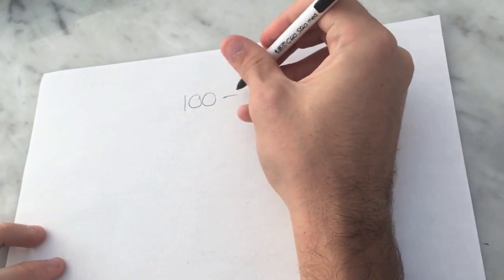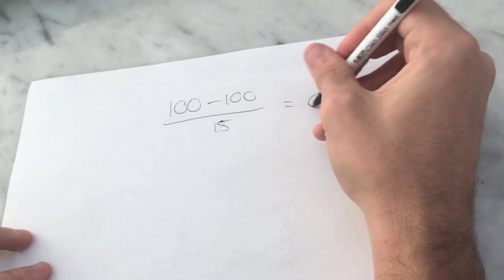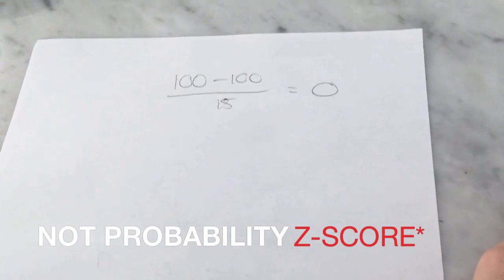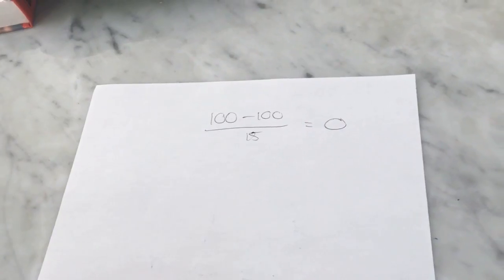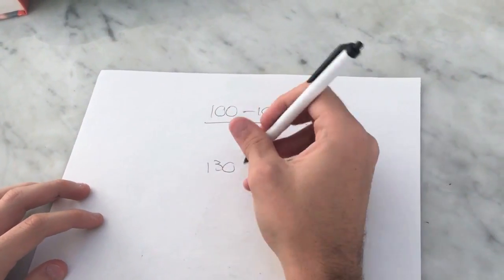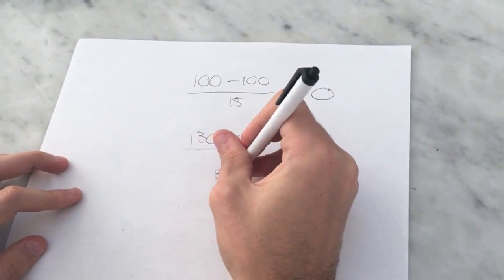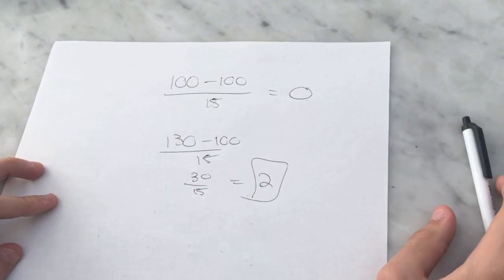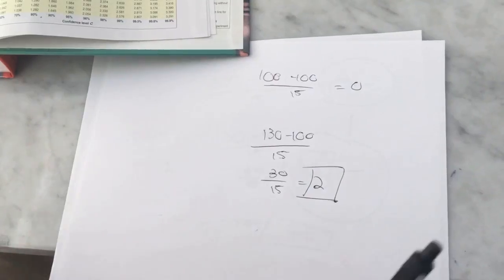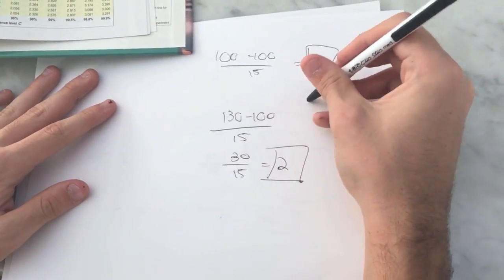So the X is 100, and the mean also being 100, the z-score is 0. Now that we found that, we have to find the z-score for 130. That's 30 over 15 with a z-score of 2. Now we have our z-scores of 0 and 2, we have to find what's in between them.